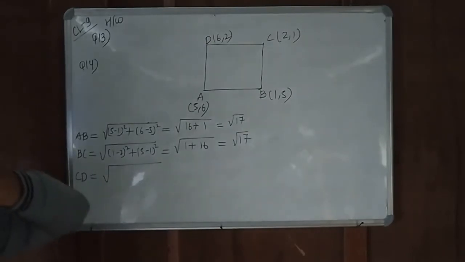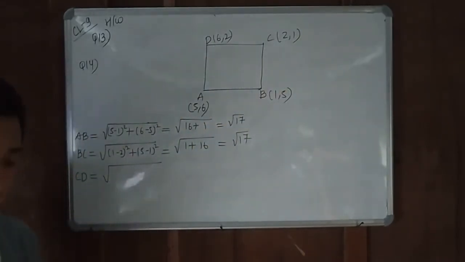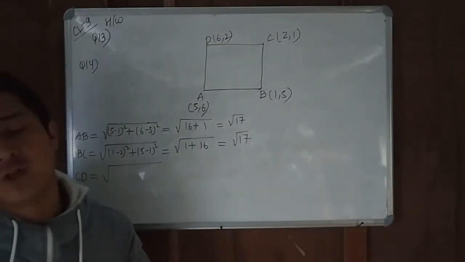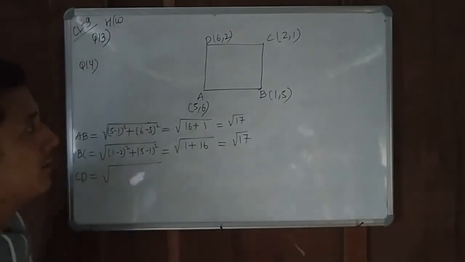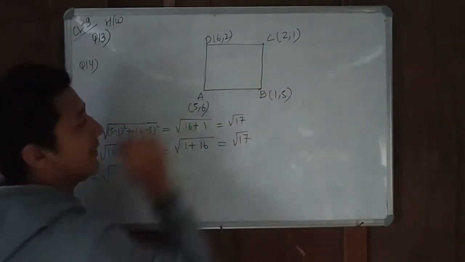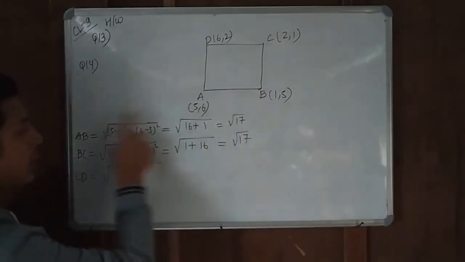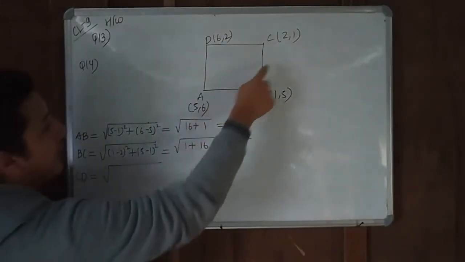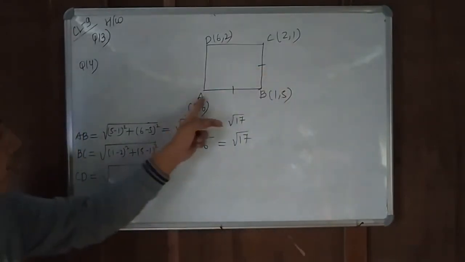In question number 14, A, B, C, D, 4 points are given to us, and we have to prove that these 4 points are the vertices of a square. So if it is a square, all the sides have to be the same. So the distance of these has to be the same. You have calculated the distance between AB and BC. They are already equal.